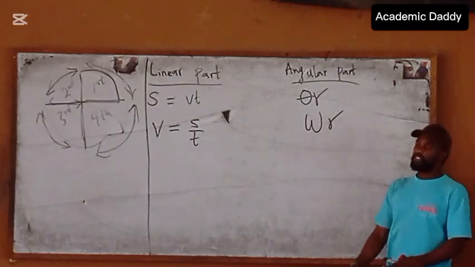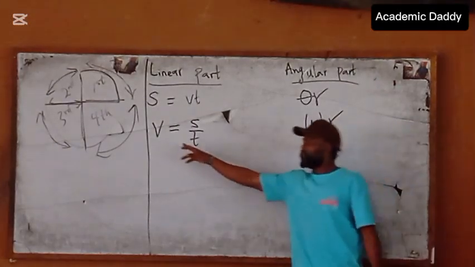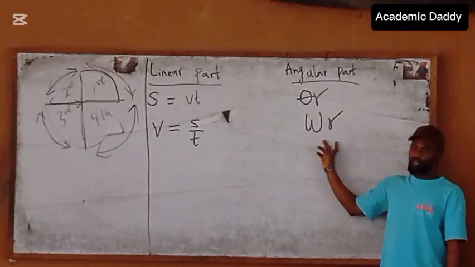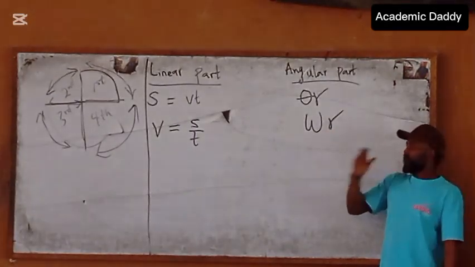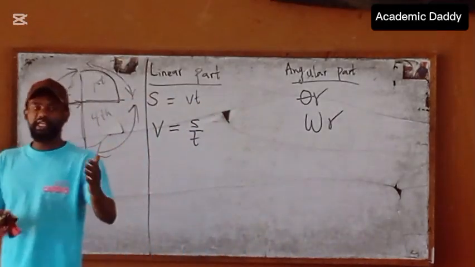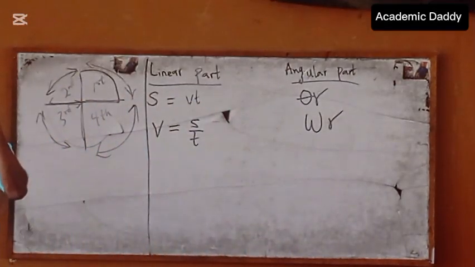R is always a constant. But that does not mean that this is the only formula for this angular velocity. That's not the only formula. But this is simply when we are comparing, there's a difference. See, first of all, for you to enter this circular motion, you have to first of all be thinking of the linear parts and the angular parts.